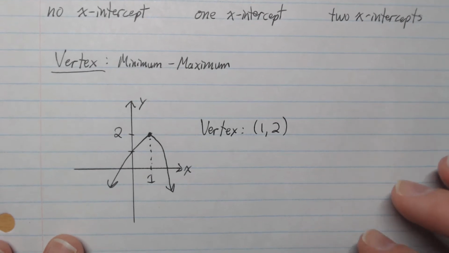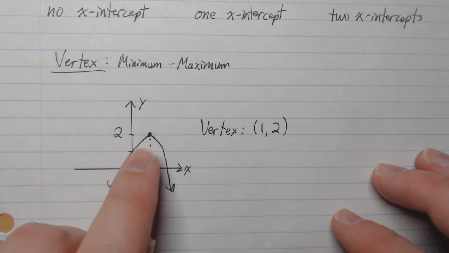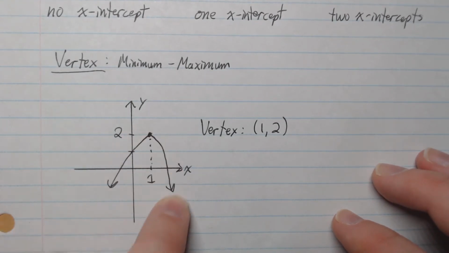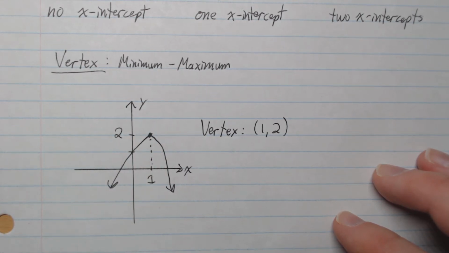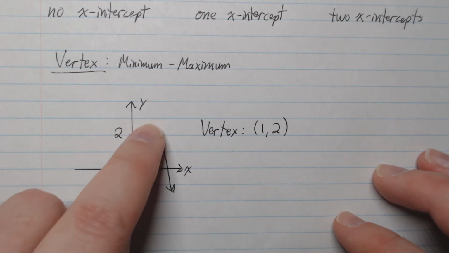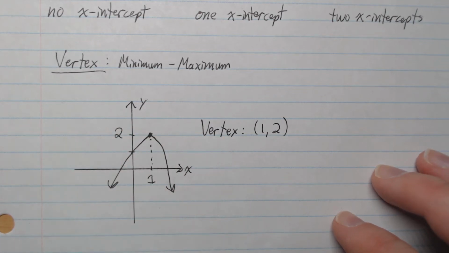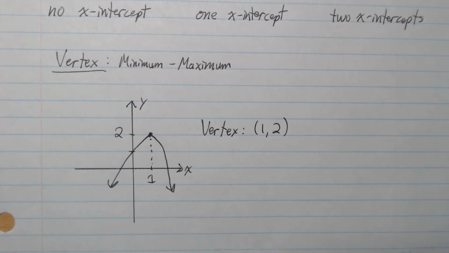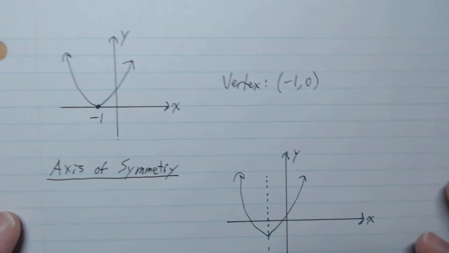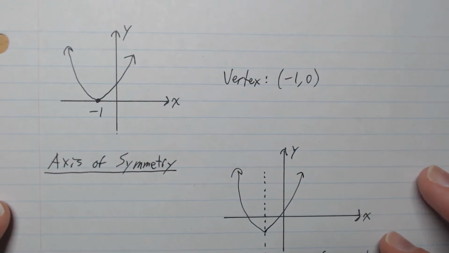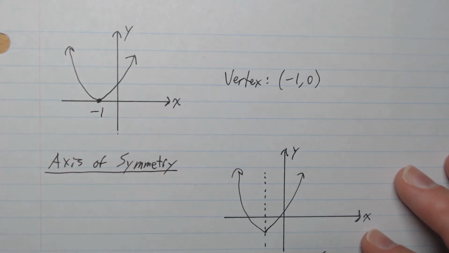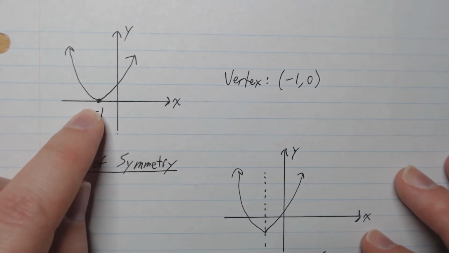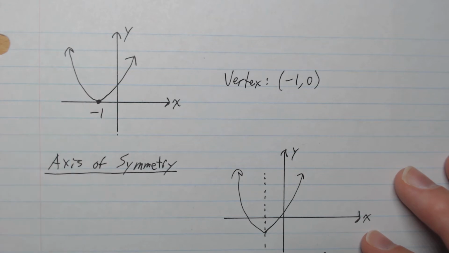Okay, the next concept is vertex. So vertex is the end of the parabola here, where it's the maximum or minimum value. In this case, the vertex is (1, 2), this point right there, that's our vertex. And we notice that it is a maximum. Okay, here we have another graph right here, and the vertex, as you see, is at (-1, 0), and it is a minimum.